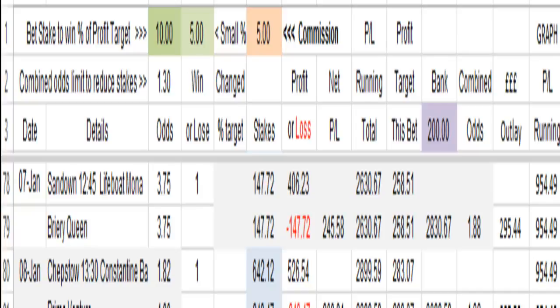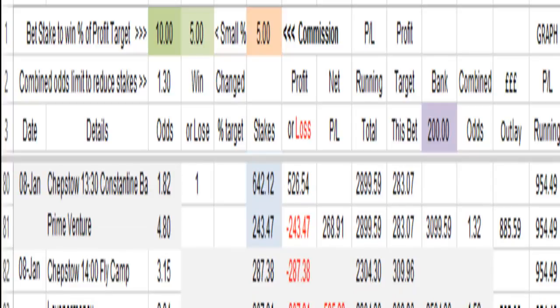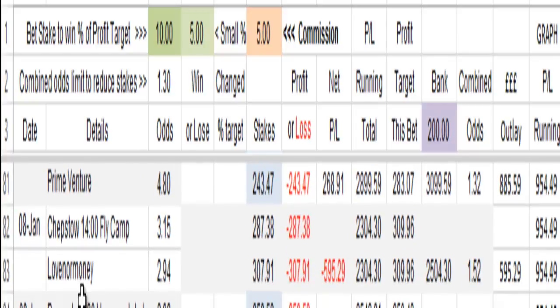The one that lost, I'm not even showing you the one that lost. Let's go down one more. That's the one that lost. Chepstow, 1,400 lost, and the combined total of the bet was 595.29. So 595.29 came off the 3,000 and left us with 2,500, which brought the bank down.